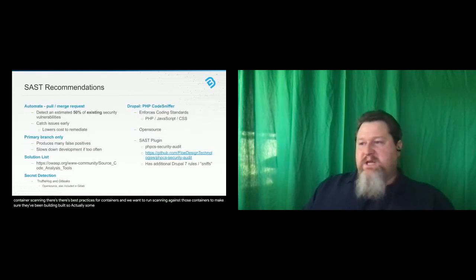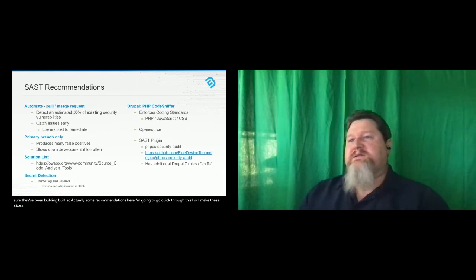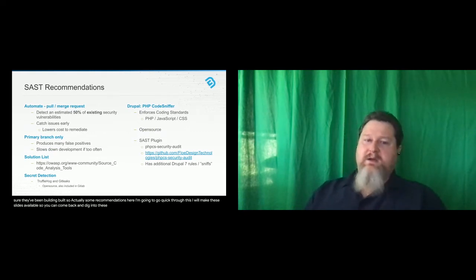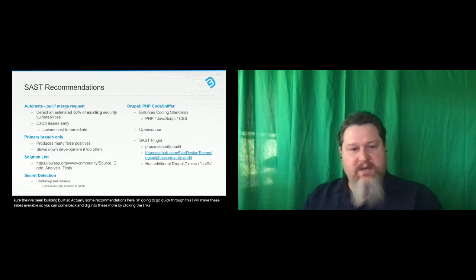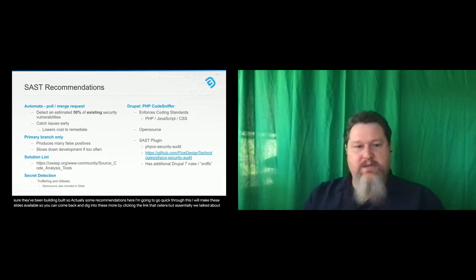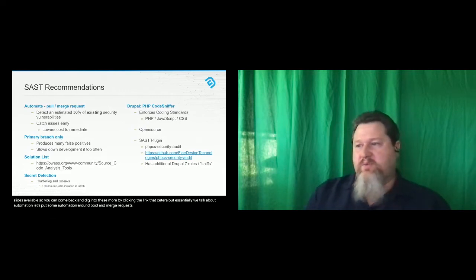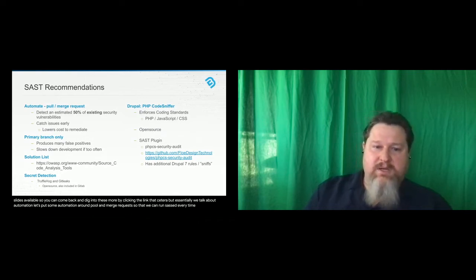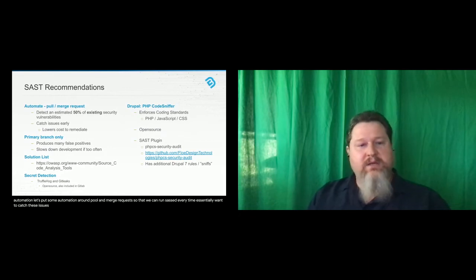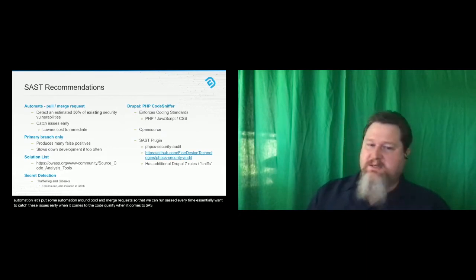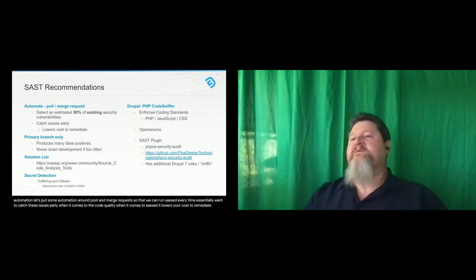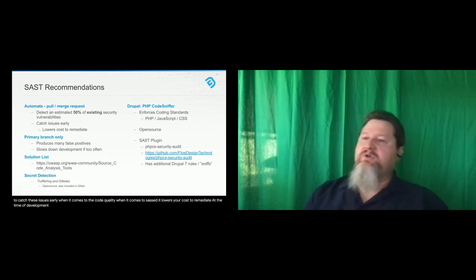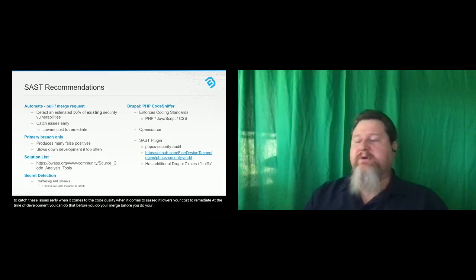So I have actually some recommendations here. I'm going to go quick through this. I will make these slides available so you can come back and dig into these more by clicking the links, etc. But essentially, when we talk about automation, let's put some automation around pull and merge requests so that we can run SAST every time. Essentially, we want to catch these issues early when it comes to the code quality, when it comes to SAST. It lowers your cost to remediate errors. If you can fix those right at the time of development, you can do that before you do your merge, before you do your integration, before you take it to production.